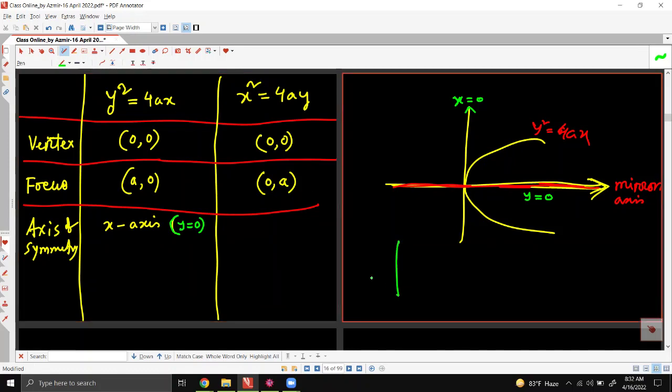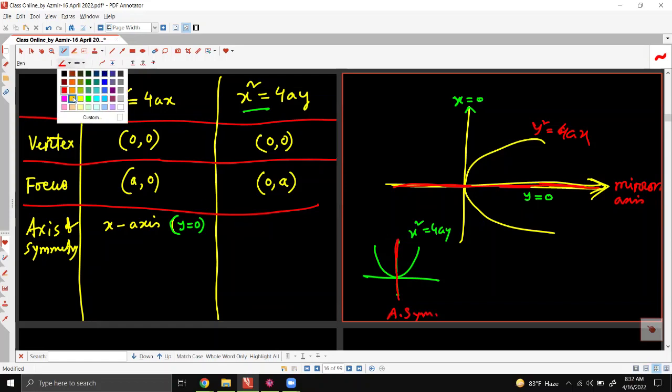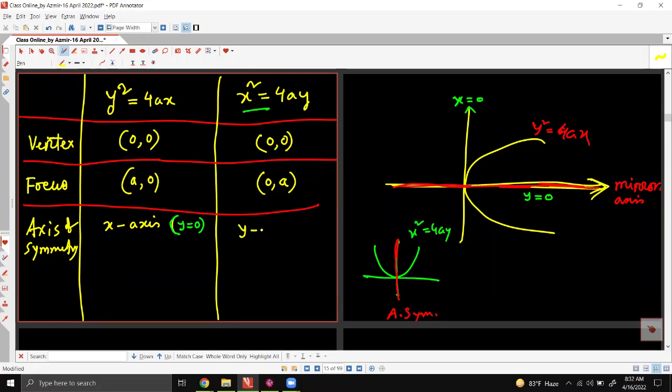Similarly, let's say we have x squared equals 4ay, this equation. For this equation, the y-axis will be the axis of symmetry. That means here the axis of symmetry is the y-axis, or we can say that the equation of the y-axis is x equals 0.